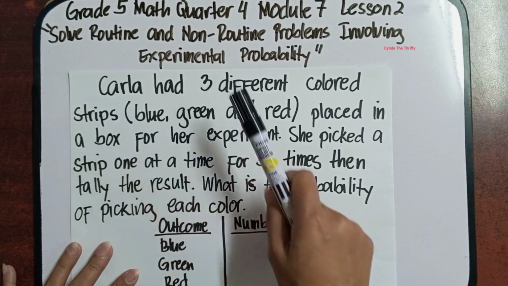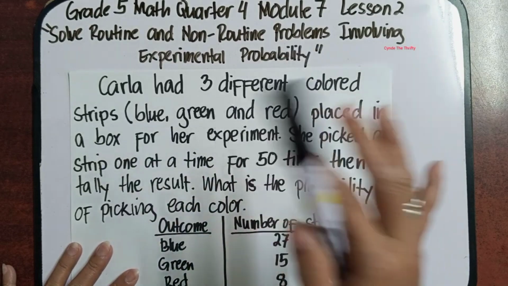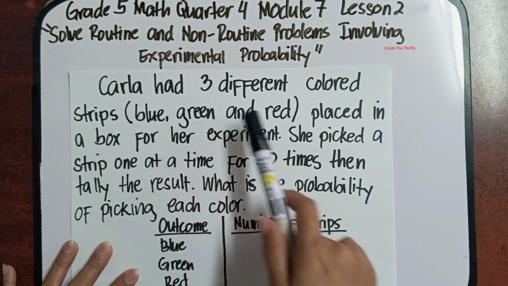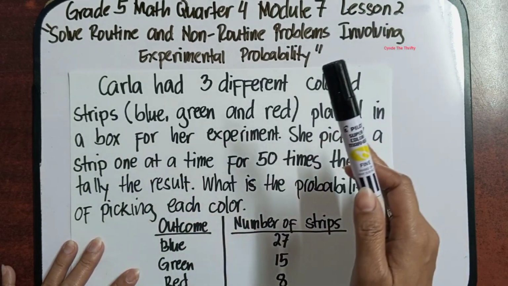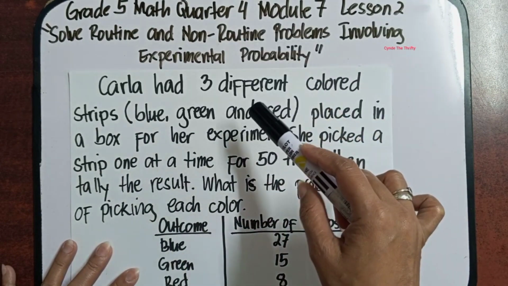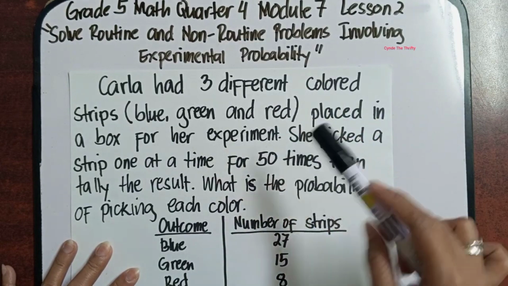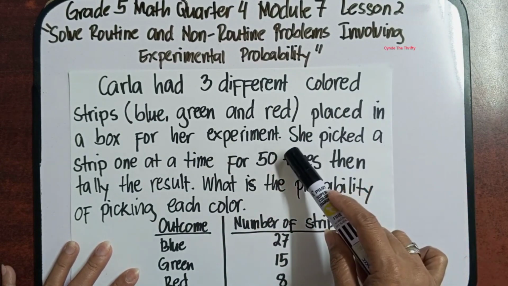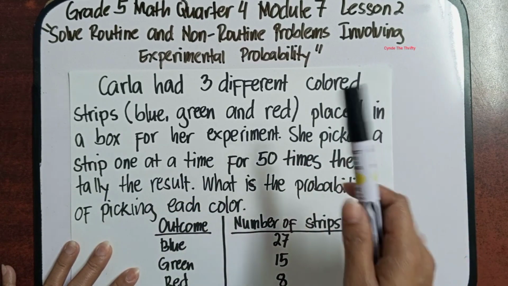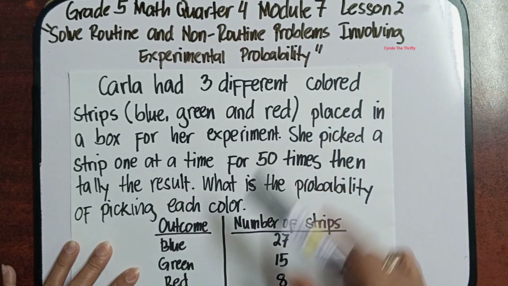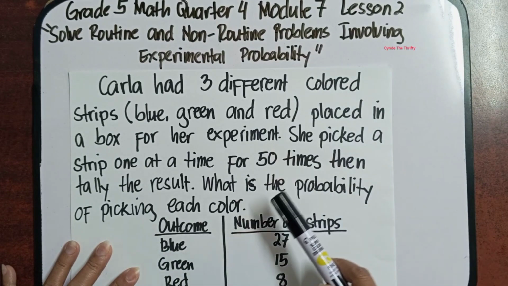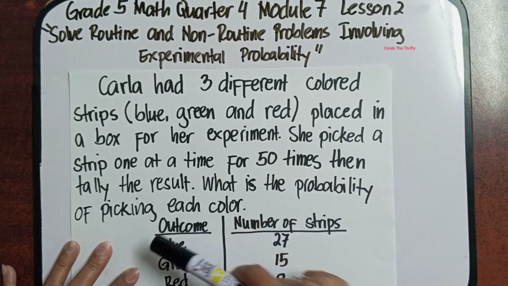So, si Carla, meron daw siyang tatlong magkaibang kulay na strips. That is, ang color is blue, green, at saka red. Tapos, nilagay niya sa box para sa kanyang experiment. Kumuha siya ng tig-iisa nito. Tapos, 50 times siyang kumuha sa kanyang strips galing sa box. So, ang kanyang result is gumawa siya ng tally ng kanyang result. Kada kuha niya, so ginagawa niya ng tally. And, ang question natin is, what is the probability of picking each color?